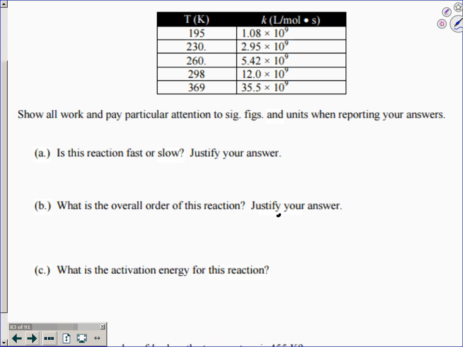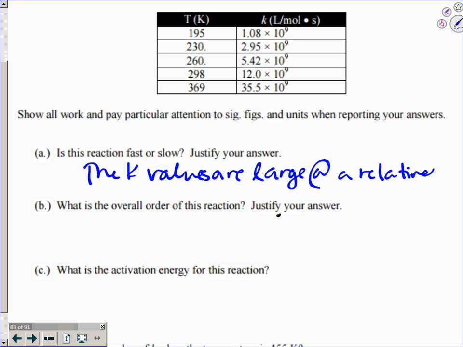Relatively, are these high or low temperatures? What is it, Cassie? Pretty dang low. What is that technically in Celsius? Some negative Celsius value. Those are low values, right? So what you would need to connect is that the K values are large at a relatively low temperature, which means it's a fast reaction. That's what you're connecting variable-wise, but overall, yes, K values are quite large, and large K values mean fast reaction.